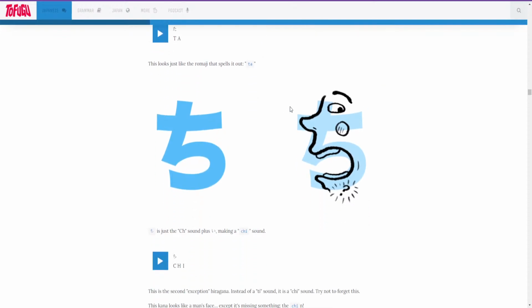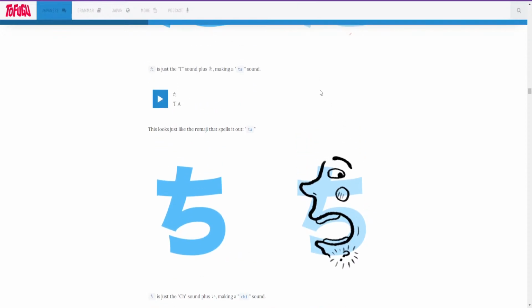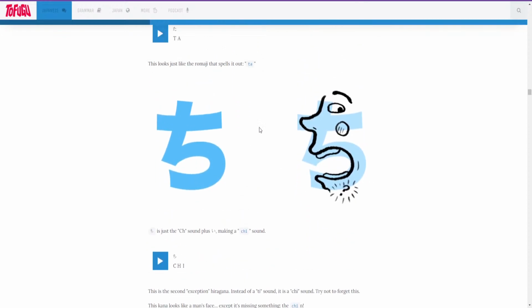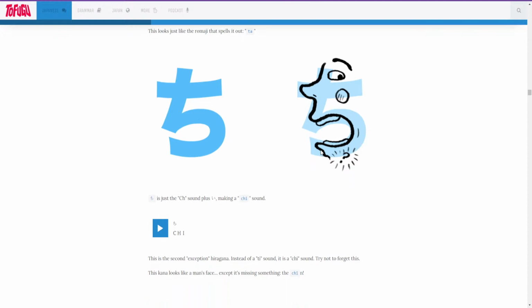Now, here is our first exception for the tas. Just like in the sa column, it became she. This one is pronounced a little bit differently as well. This one is pronounced chi. Like you're saying cheese, but without the Z part, so it's just chi.